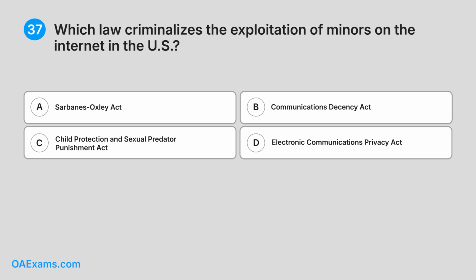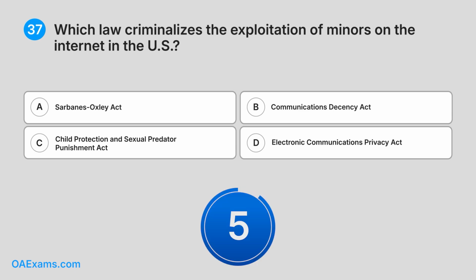A. Sarbanes-Oxley Act. B. Communications Decency Act. C. Child Protection and Sexual Predator Punishment Act. D. Electronic Communications Privacy Act. Do you know the answer?